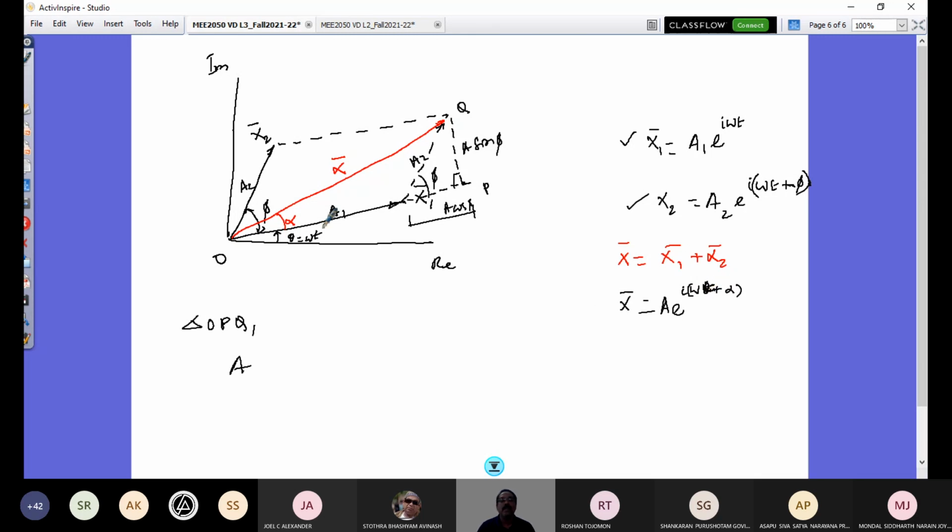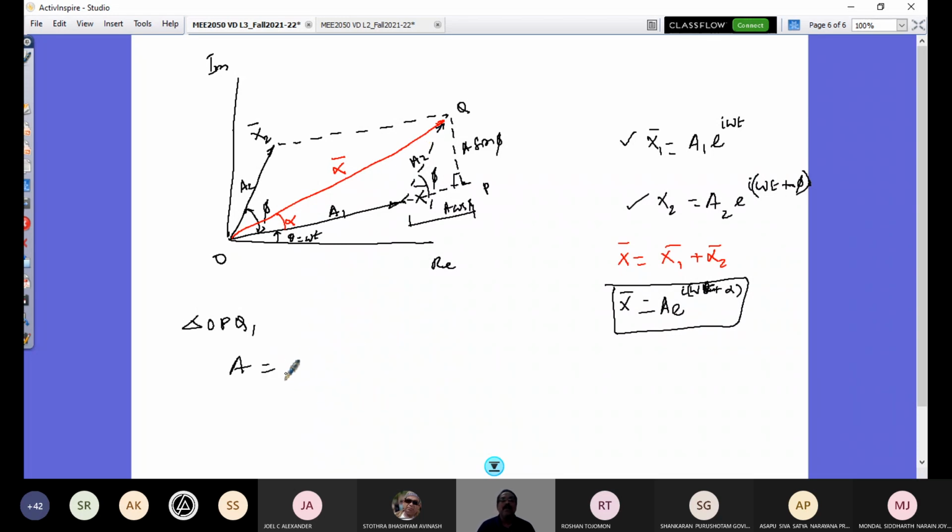Omega t plus alpha, because you see the resultant is from here at angle alpha, so this is omega t plus alpha, which is my resultant. So in this I know omega t, that's the first vector angular displacement. I know omega t plus phi, that's the second vector angular displacement. Both the vectors are rotating with the same circular velocity omega. I have to replace these two by another vector, that's this x vector.